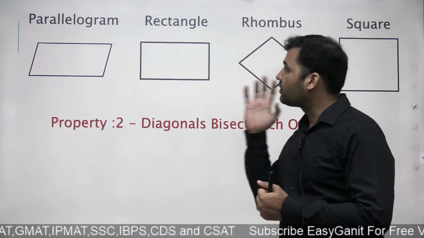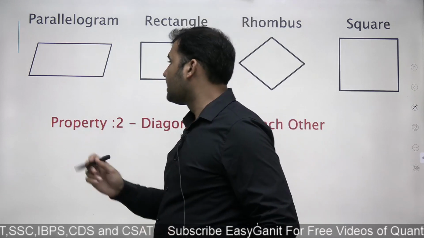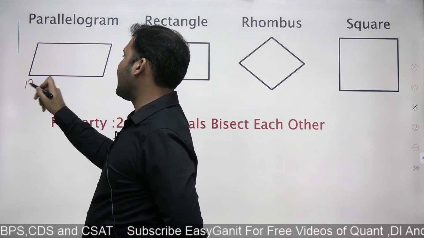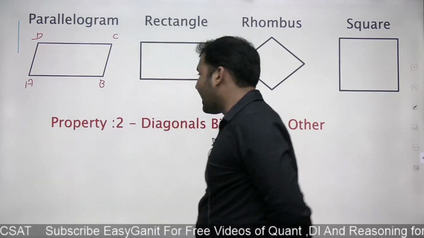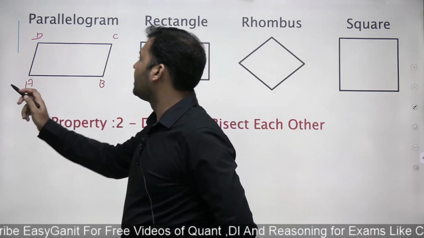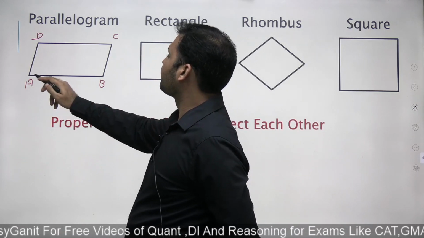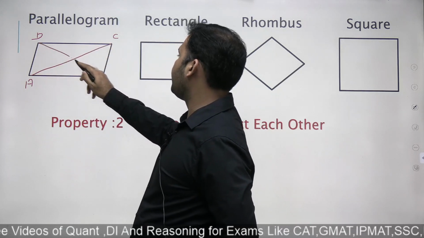Now we are going to learn out of these four figures, किस figures के अंदर diagonal एक दूसरे को bisect करेंगे. So I start from parallelogram, right? एक के लिए prove हो गया तो बाकियों के लिए आप बहुत easily prove कर सकते हो. Diagonals bisect each other. Okay, if I talk about the parallelogram here, you see that this is diagonal AC, right? And this is diagonal BD.